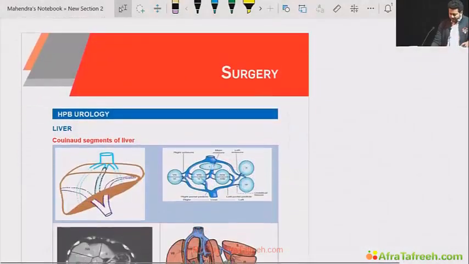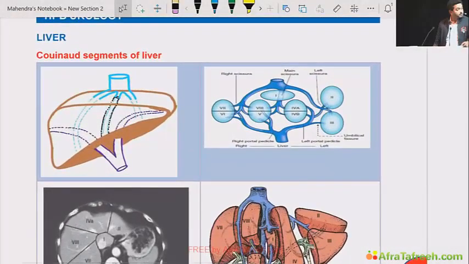Okay, so let's quickly revise this part. In this, we'll first do the hepatobiliary pancreatic system, and then we'll do the revision of urology. Okay, so you ready? Let's start with the hepatobiliary pancreatic system first, and then we'll do the other parts.